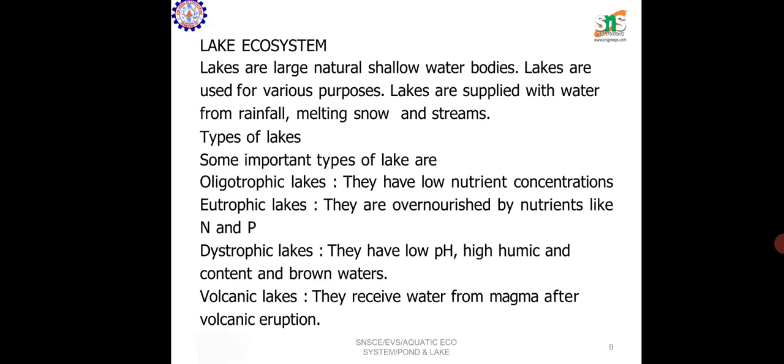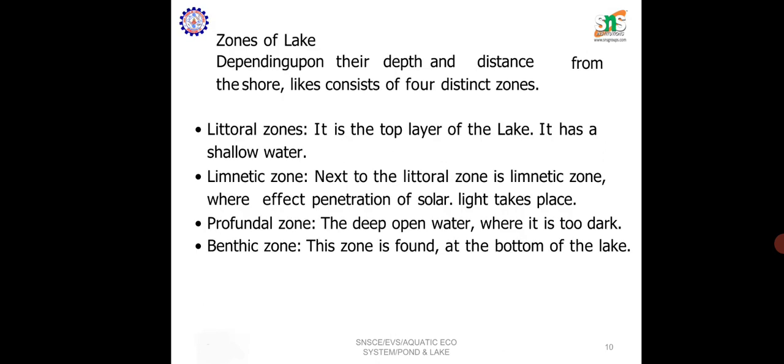Types of lakes. Some important types of lakes are oligotrophic lakes. They have low nutrient concentration. Eutrophic lakes, they are overnourished by nutrients like N and P. And dystrophic lakes, they have a low pH, high humic content and groundwater. Volcanic lakes, they receive water from magma after volcanic eruptions.